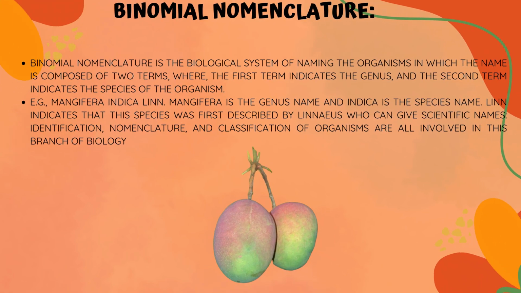Binomial nomenclature. Carl Linnaeus is credited for the introduction of the binomial nomenclature of plants and animals with his work in the book Species Plantarum in 1753. Binomial nomenclature is the biological system of naming organisms in which the name is composed of two terms, where the first term indicates the genus and the second term indicates the species of the organism. Example: Mangifera indica Linn., that is mango.